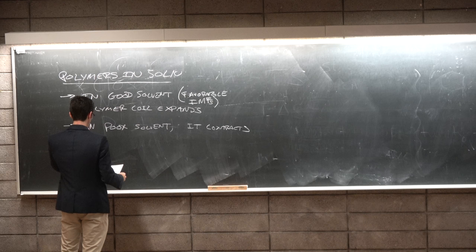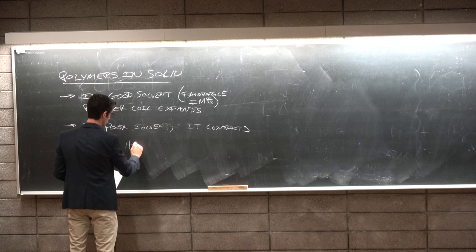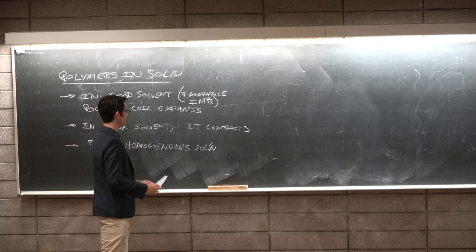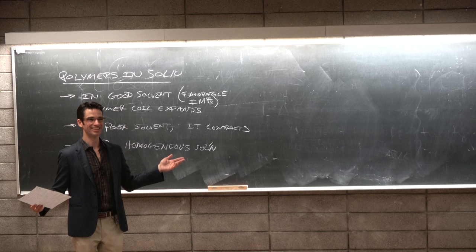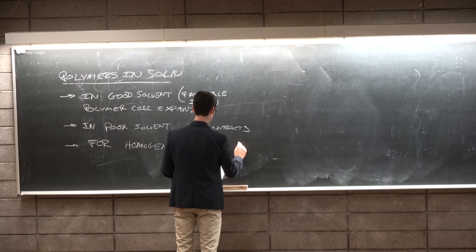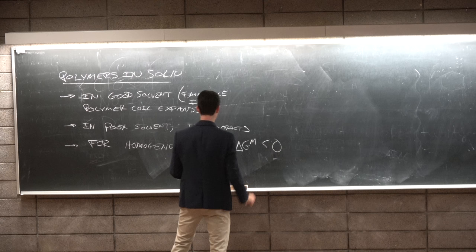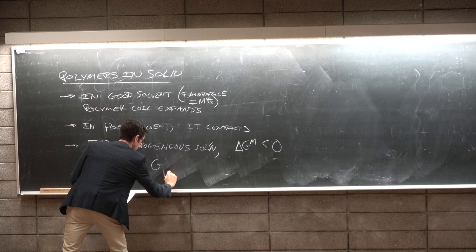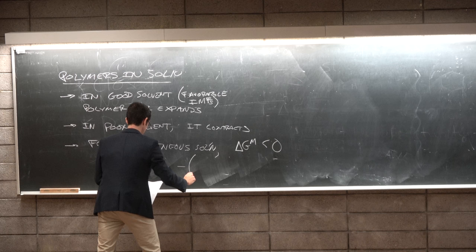If you see a homogeneous solution, and this is of a polymer or molecules taken together, what you can say about it, if you see some, you know that its delta G of mixing is less than zero. And we got delta G by considering, so delta G M equals G of 1 and 2 minus G of 1 plus G of 2.